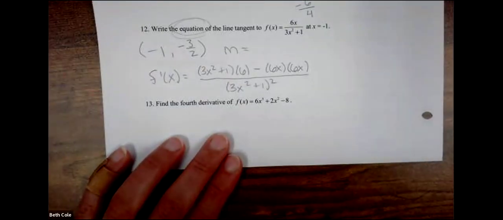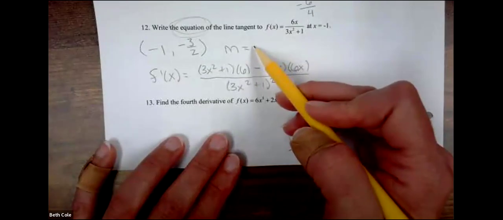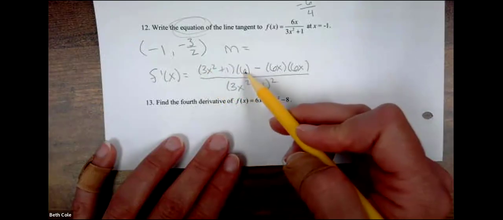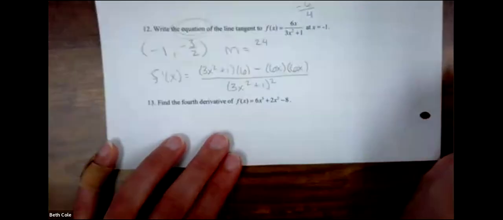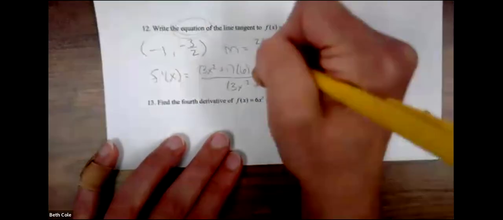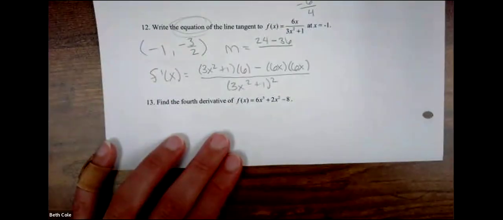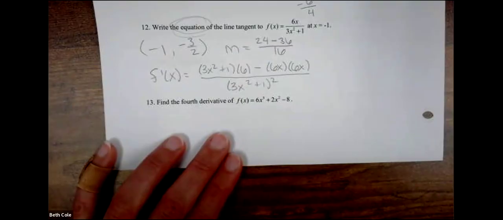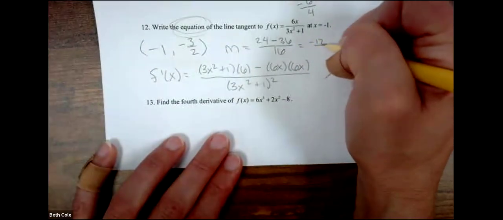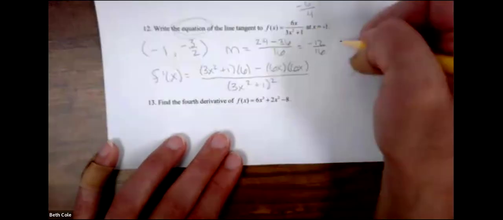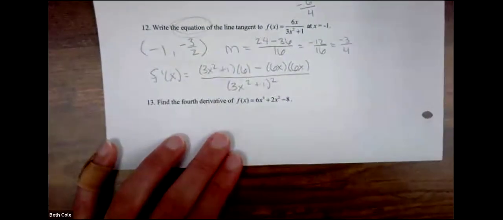Now you're going to plug in -1 to get your slope. So let's see. This first part would be 4 times 6, so 24, minus, would that be 36, over 4 squared, so 16. So -12 over 16. So what is that, -3/4? Yeah. If it's on the free response part, though, you don't have to simplify it.